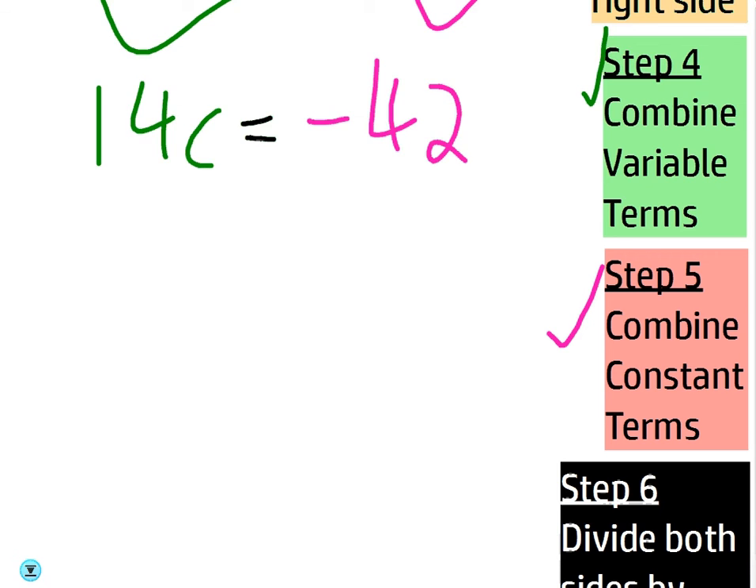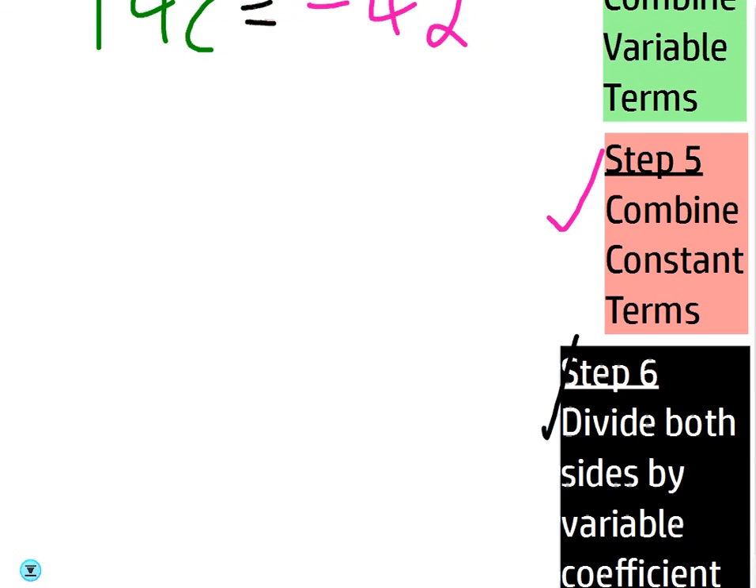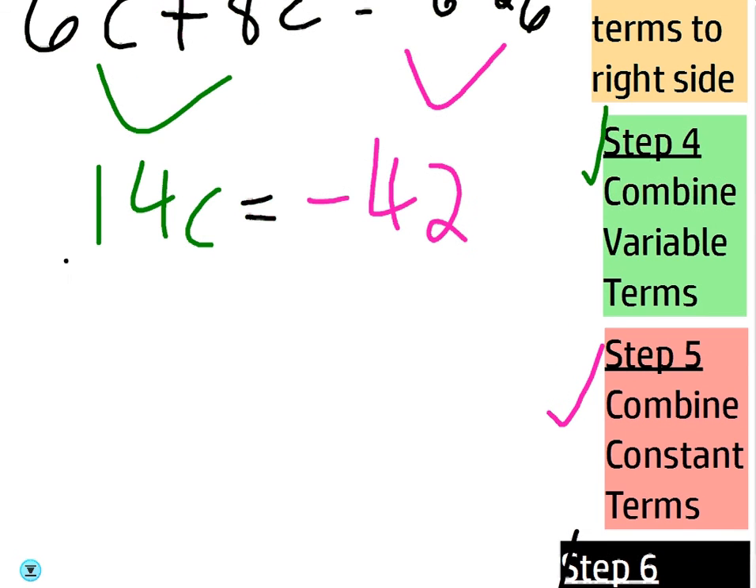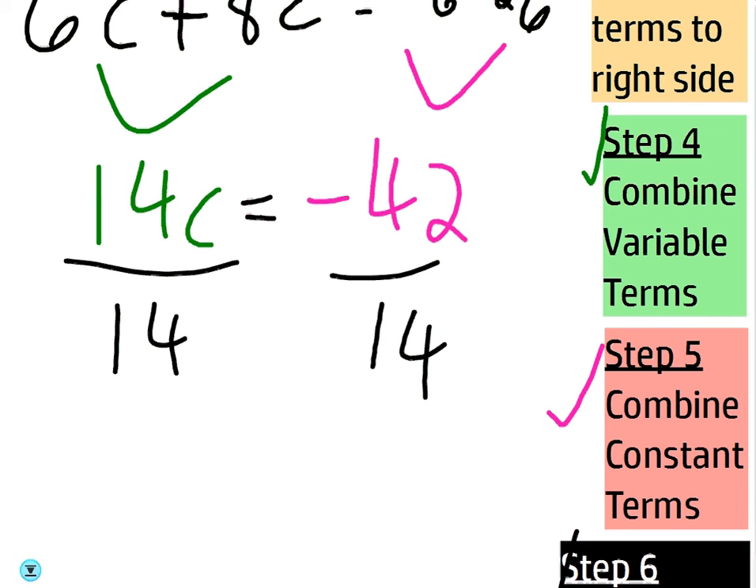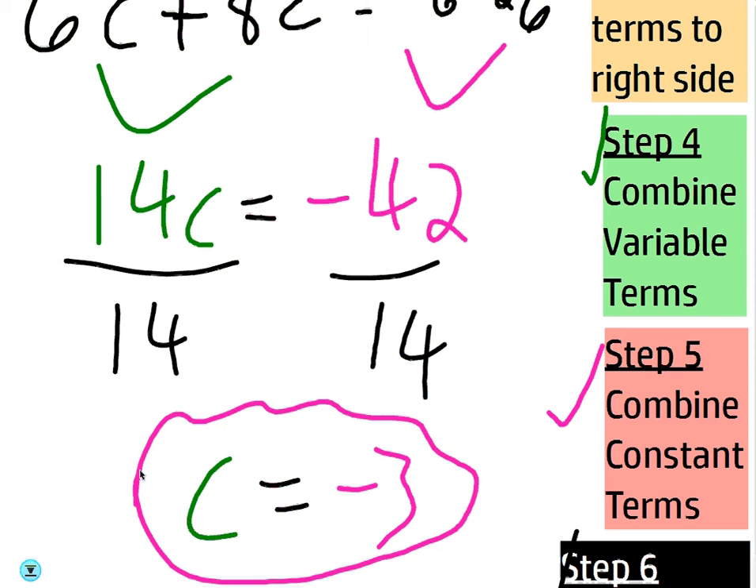Final step. Divide both sides by the variable coefficient. So we're going to divide both sides by 14. All right, and negative 42 over 14 equals negative 3. So c is equal to negative 3.